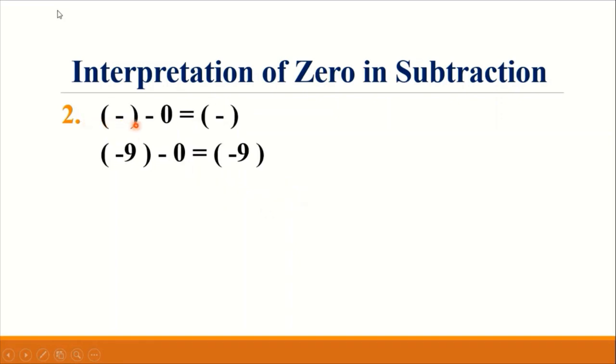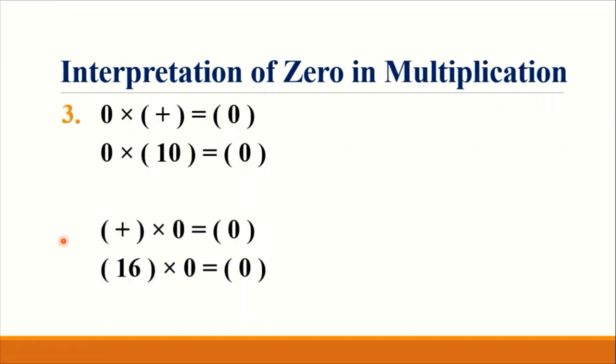When 0 is subtracted from any negative number, answer will be always negative. For example, minus 9 minus 0 is equals to minus 9.